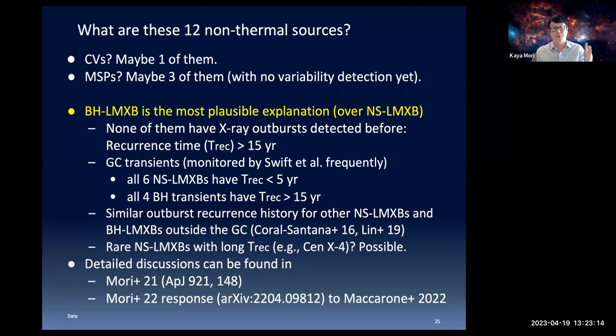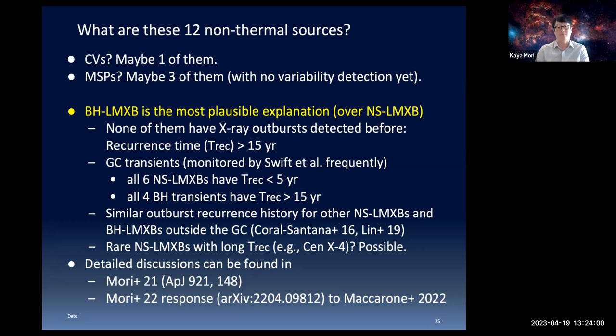One is black hole LMXBs or neutron star LMXBs. We published two papers about this topic, and we are claiming that the black hole LMXB scenario is the most plausible case. Why? First of all, none of these 12 non-thermal sources have outbursted in the past 15 years. Again, Swift is looking at the galactic center and these sources every single day. Then, I was talking about the 6 confirmed neutron star LMXBs. They all have a short recurrence time, less than 5 years, again detected by Swift. And the 4 black hole transients I mentioned two slides ago have a recurrence time of at least 15 years or longer.